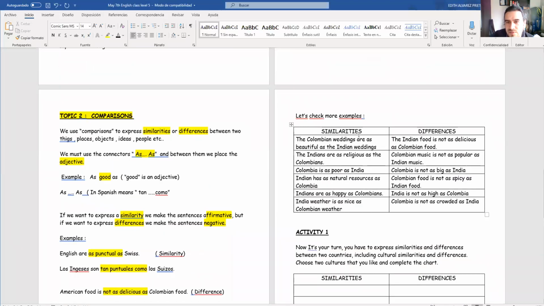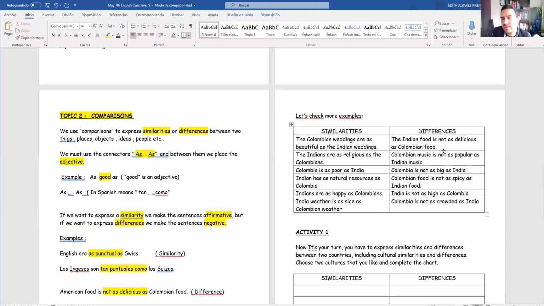Ok, aquí les hice como unos ejemplitos relacionándolos con ayer el tema del hinduismo y el país, ¿no? Las weddings, los matrimonios, cómo son allá, ¿ok? Entonces hice un cuadrito para hacer similarities y differences between the two cultures, ¿ok? Entonces, aquí dice similarities. The Colombian weddings are as beautiful as the Indian weddings, ¿ok? Entonces, los matrimonios en Colombia son tan bonitos, tan hermosos, como los matrimonios en la India, ¿ok?